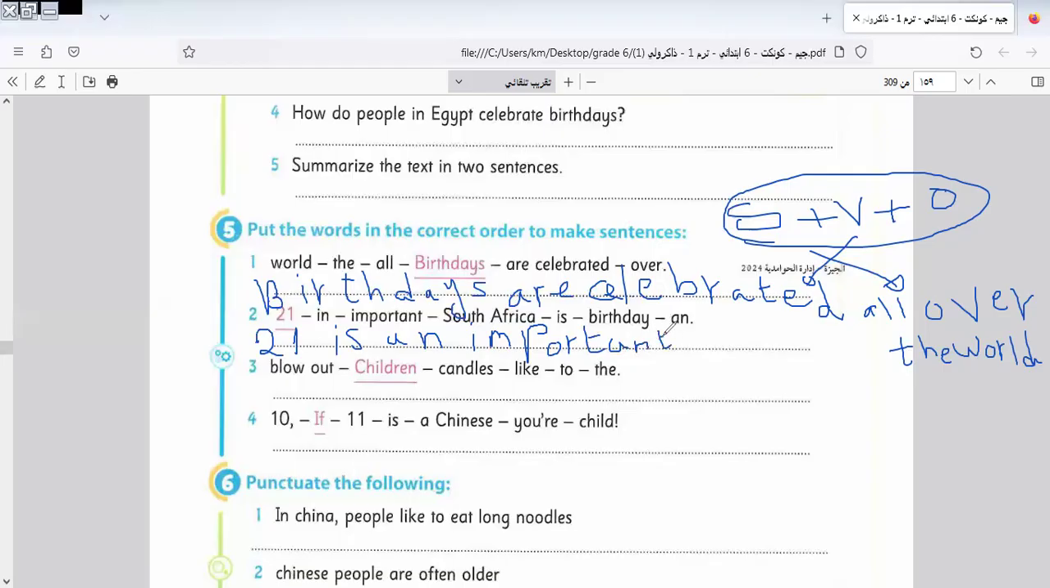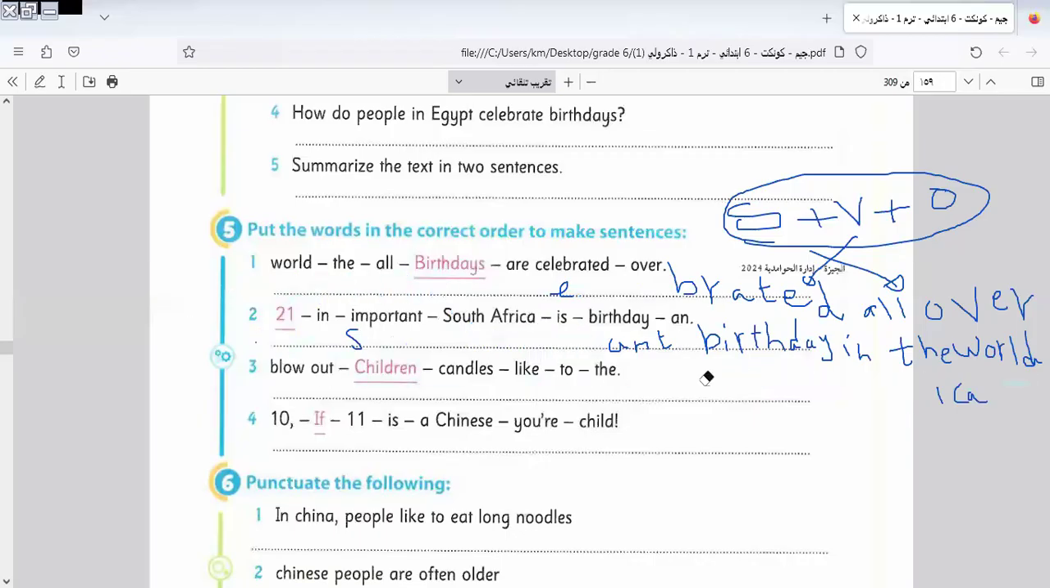In South Africa, okay? I answered two of them and I will leave the rest for you to do by yourself, okay? Now we know the rule, we can do the rest as we did here, okay? Let's go to another question here.